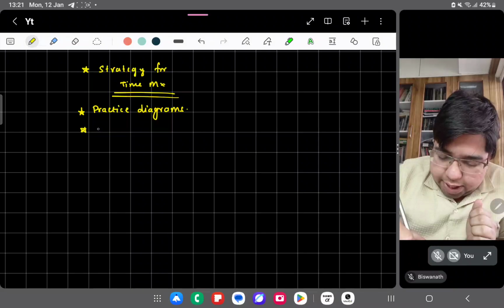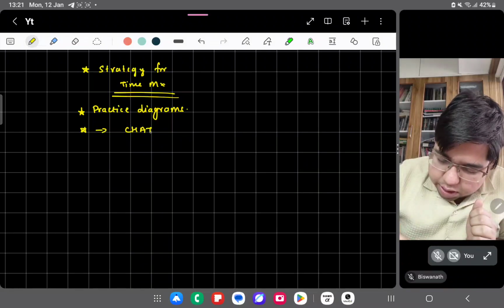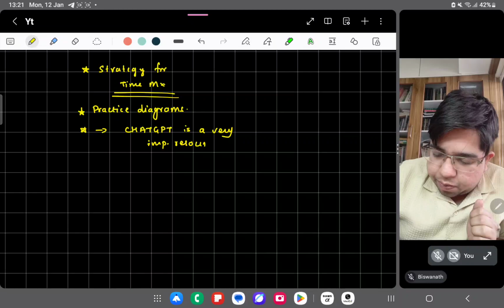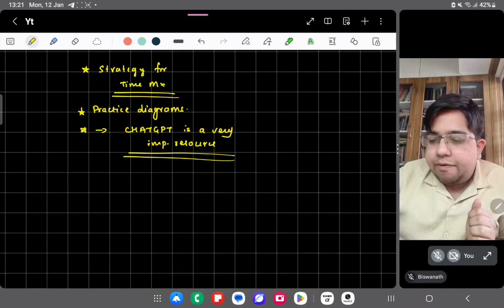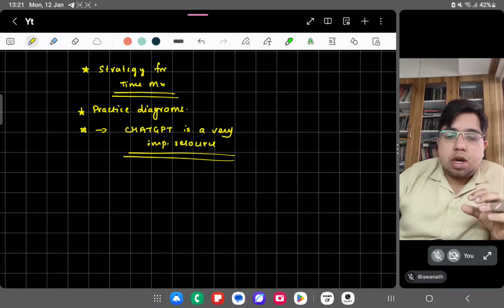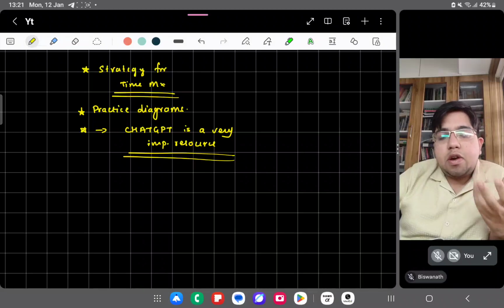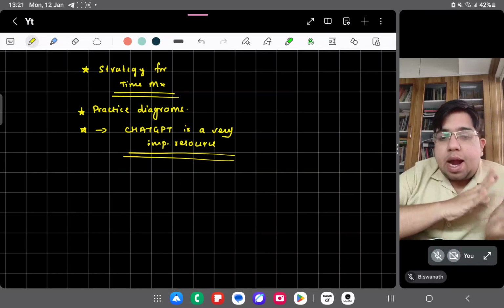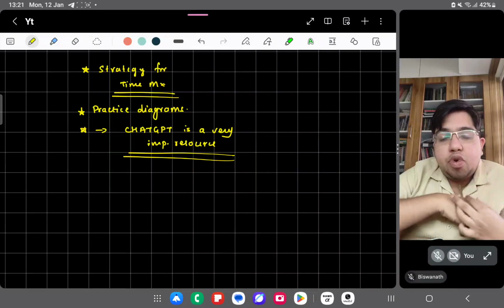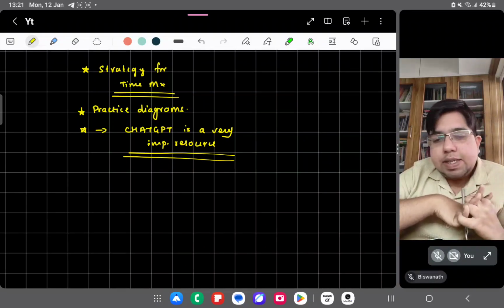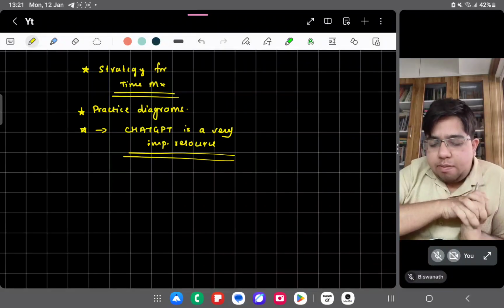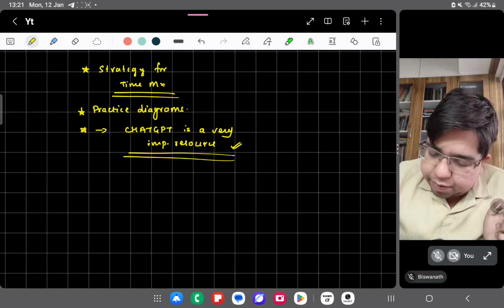And people will hate me for saying this, but ChatGPT is a very important resource. Whatever is short and you are not finding it sufficient from the textbooks, you search it on ChatGPT, and you can get some more pointers. But be skeptical of it, because ChatGPT can be trusted many times, but not always. It's a very important resource for scoring a distinction.